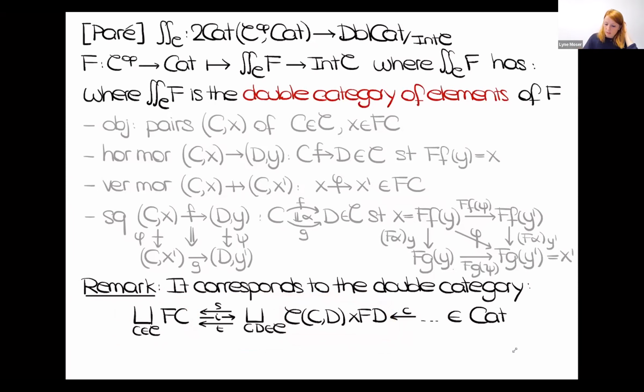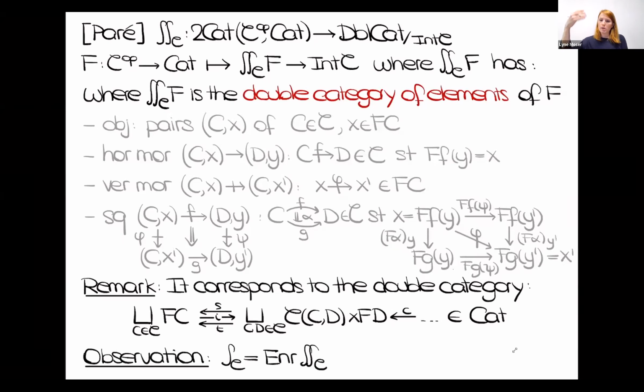And this is again because X is fully determined by F and Y, and here the phi is fully determined by psi and alpha. So this is enough data. And just as an observation, if we look at the underlying horizontal 2-category of this double category of elements, we can see that it's precisely this strict 2-category of elements that I defined before. So like the thing from the first try.